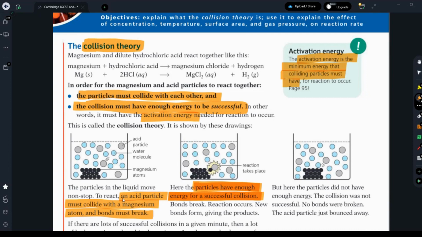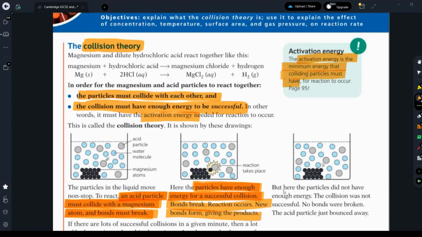These are the points you need to write down as well. The particles must collide and the bonds must break. The second thing is that particles have enough energy for a successful collision. Therefore, bonds break, reaction occurs, and new bonds are formed, giving the product in this case.